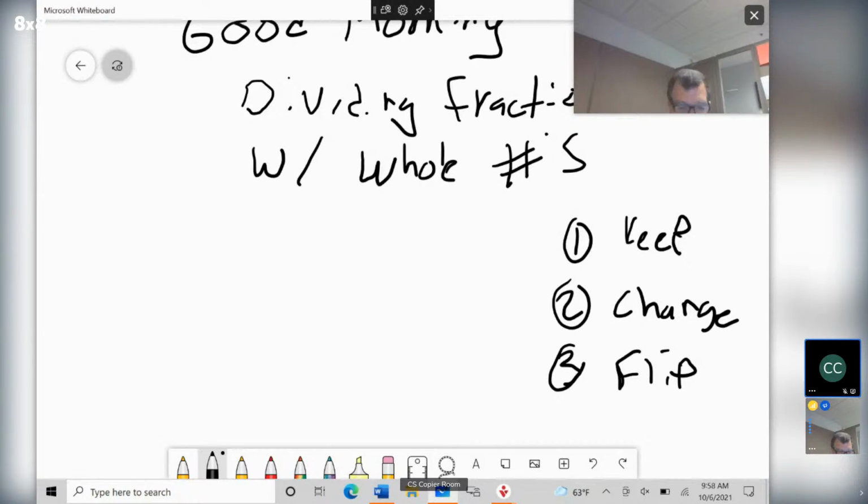So, you guys, today we're going to hopefully finish up multiplying fractions. I'm going to just wait maybe a minute. I got a little bit early, but if you can see, the 3 steps when we're multiplying fractions is keep, change, and flip. And we'll talk about that in a second.